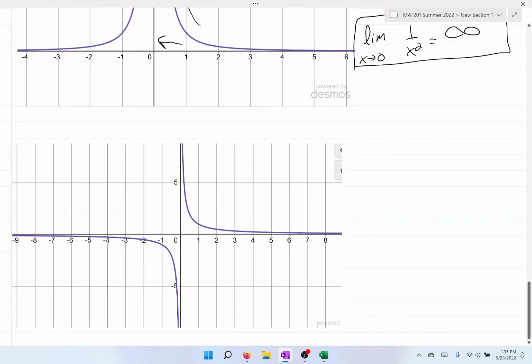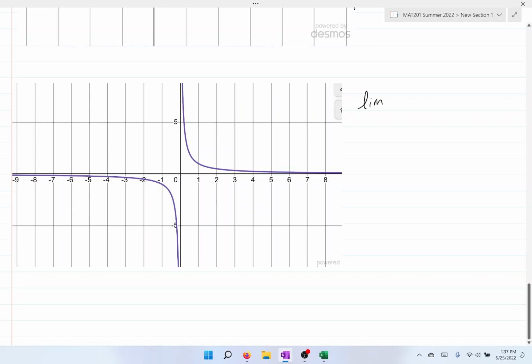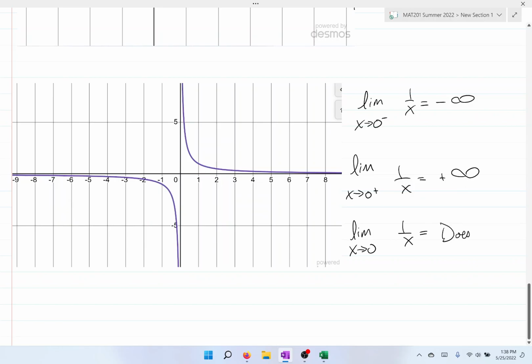There we go. And once again, we're going to ask the same three questions. What's the limit as x approaches 0 from the left of 1 over x? Well, that's going to be negative infinity because it's going down this way. Okay? What's the limit as x approaches 0 on the right-hand side of 1 over x? Well, we're going to say that's going to be positive infinity. And I'm going to write the positive in front of it just to really drive home the point here. And then finally, the limit as x approaches 0 of 1 over x does not exist.